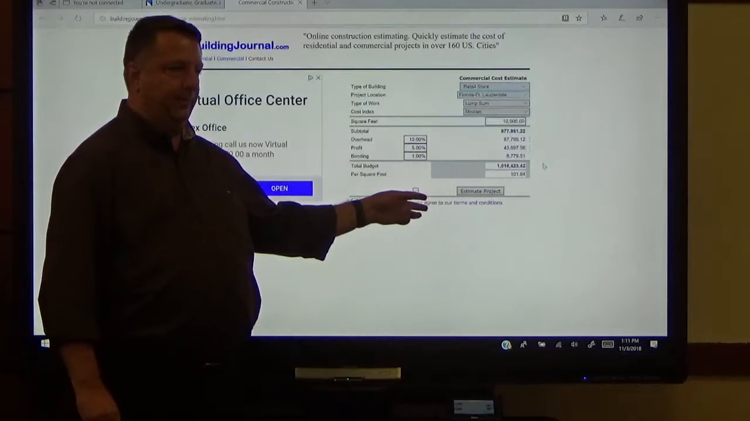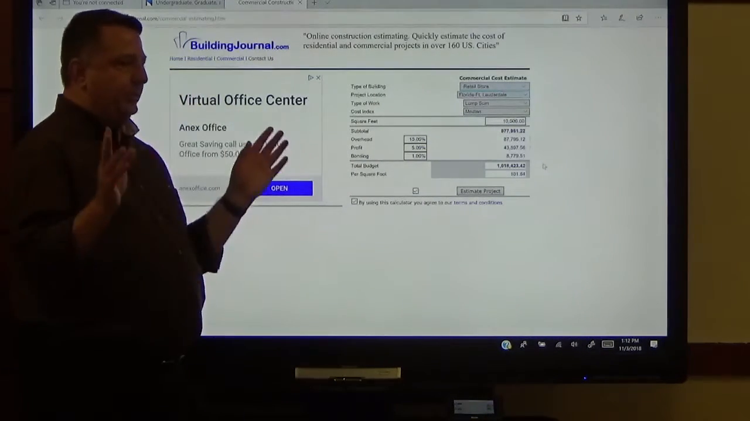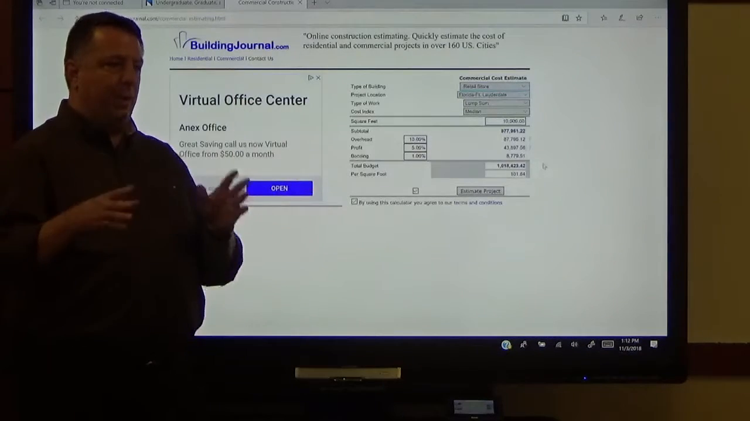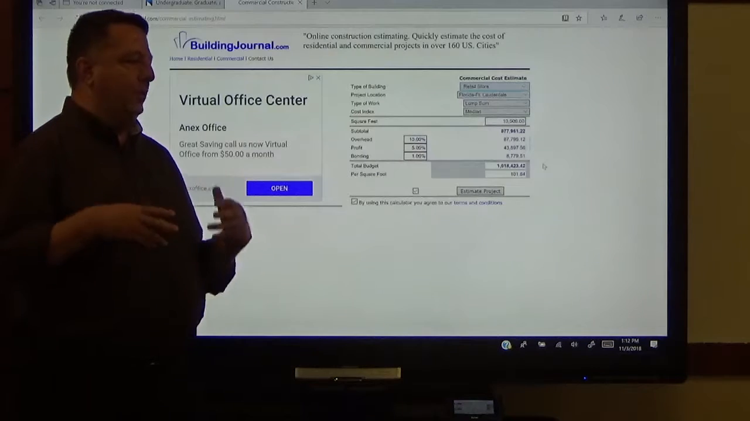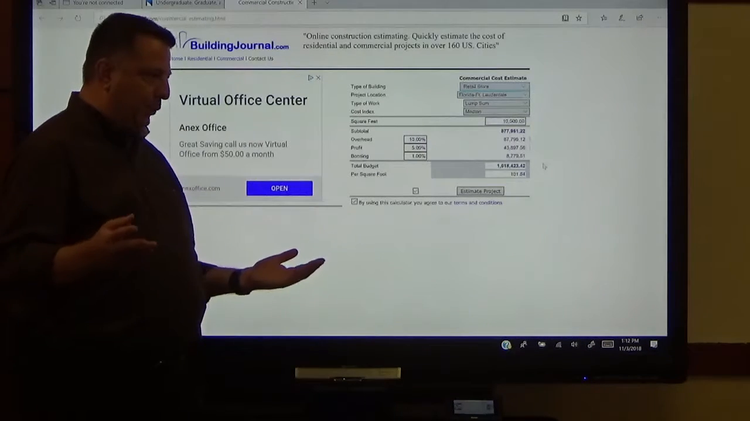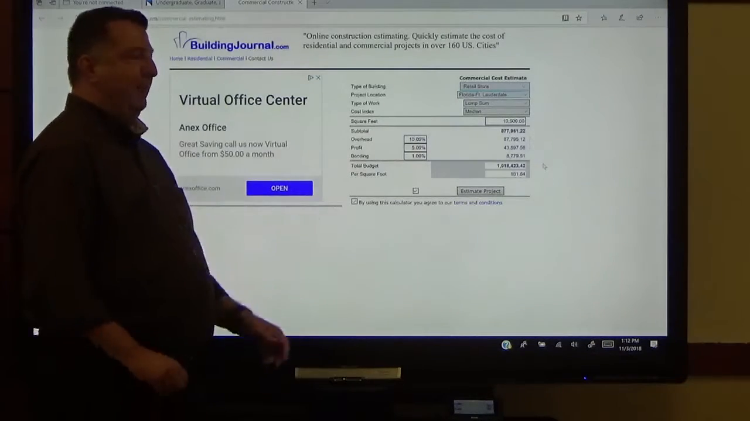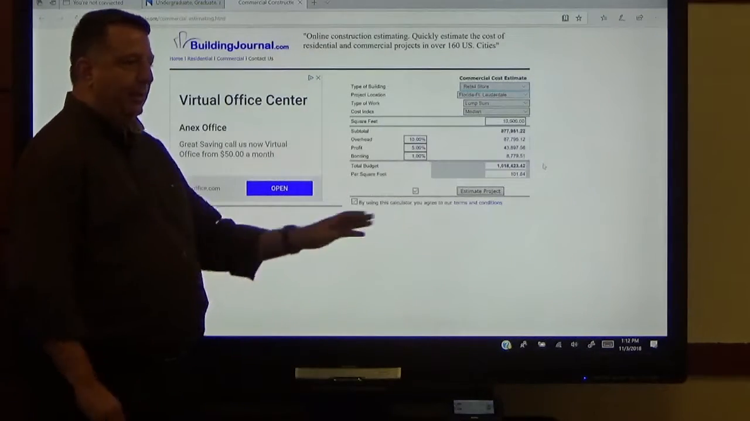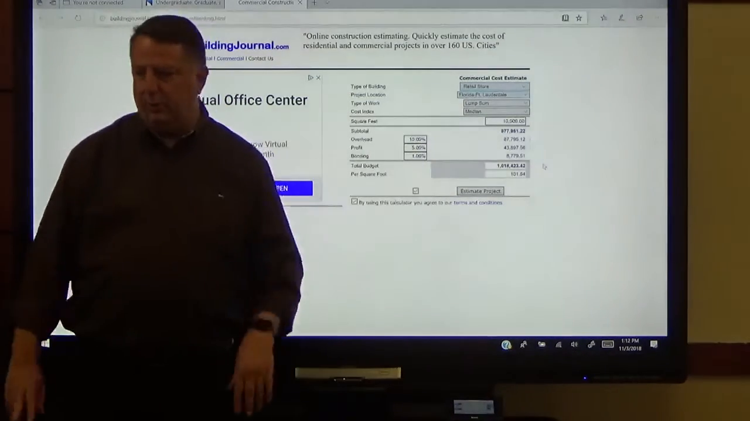Does that make sense? Okay, it's a quick and dirty one, just to at least give you some sort of a ballpark idea. So those of you that have no background in this whatsoever can at least start with something that's remotely reasonable, so that you're not saying, oh, well, it should be $500 a square foot, or it should be $10 a square foot, or whatever. You at least have some foundation in reality.